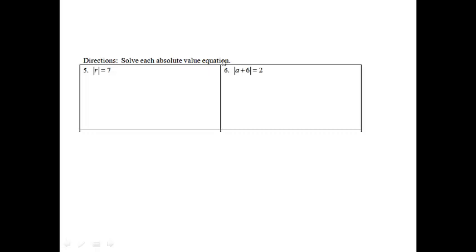Directions. Solve each absolute value equation. The absolute value of r is equal to 7. Well, all we need to do is figure out on this one what values would make my answer equal 7. And in this case, it's going to be r equals 7 and r equals negative 7.